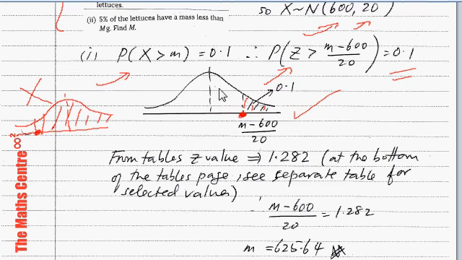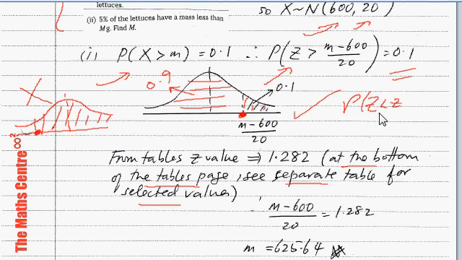Now once you have drawn this picture and indicated your z value on the horizontal axis, we are going to look up our tables. The area to the left here is 0.9. So look at your tables. At the bottom of the page they have a table for selected values of z. I will tell you again: at the bottom of the tables page, you will find a separate table for selected values of z.